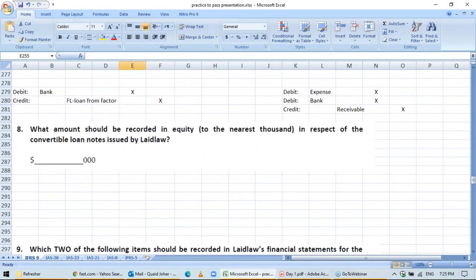Now again, what amount should be recorded in equity to the nearest thousand in respect to the convertible loan notes issued by Laidlaw? So let's calculate the equity component in the same way as we did above. First we will calculate the present value. The present value will give you the liability component. This is a 3-year arrangement.